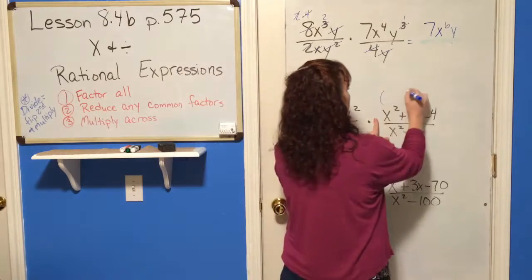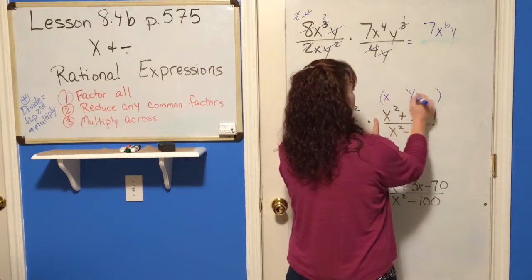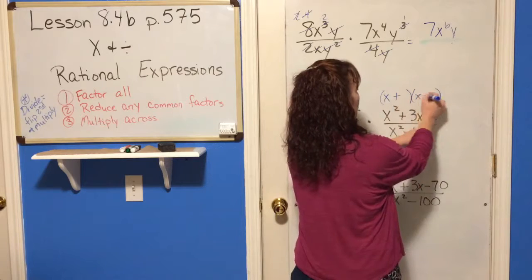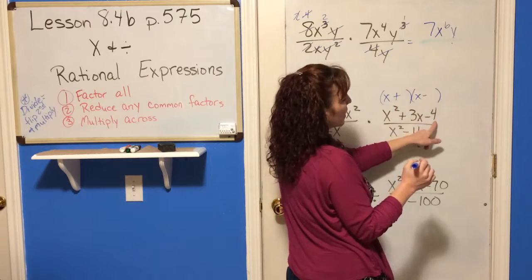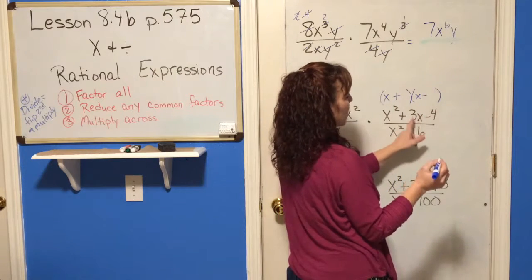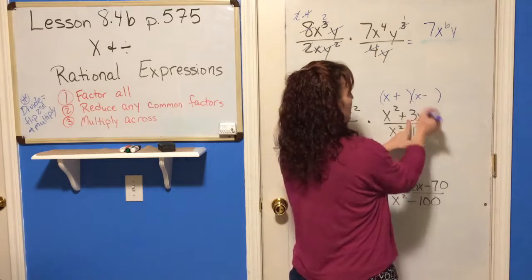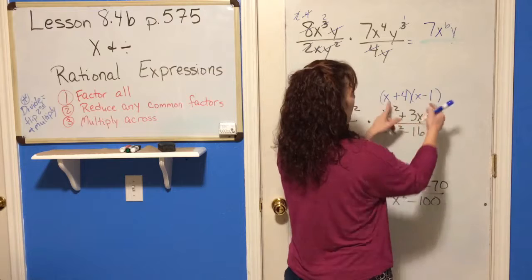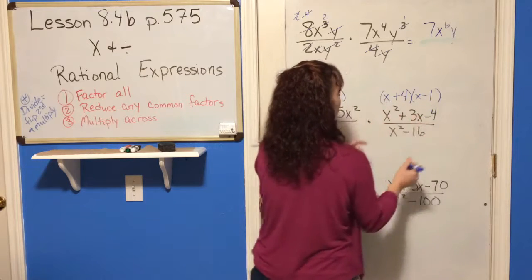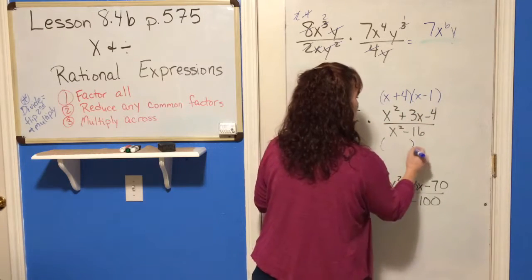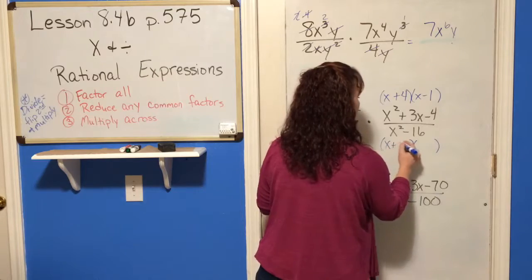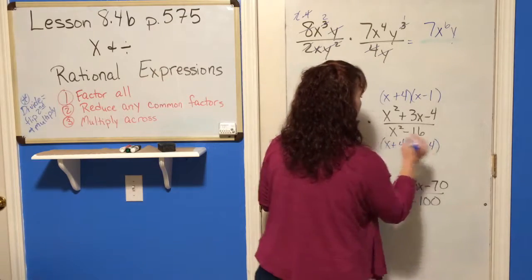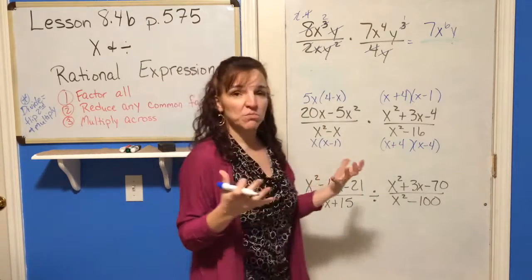And here, x's signs are different. 4 is 2 and 2 or 4 and 1, but I want the difference to be 3. And the bigger number is positive, so 4 and 1. So 4 minus 1 is 3, yes. And this is a perfect square minus a perfect square, so x plus 4, x minus 4. And now I've got all my parts and pieces.